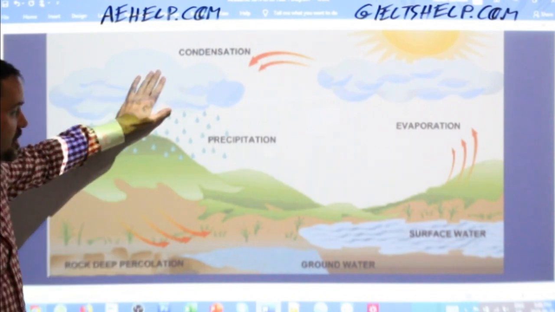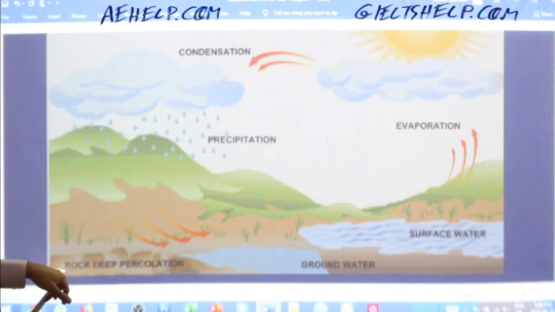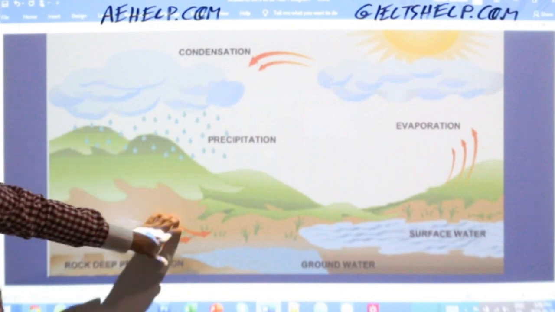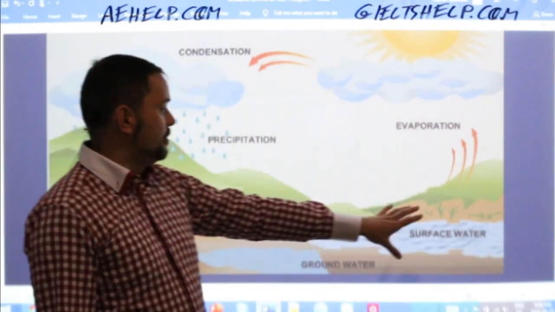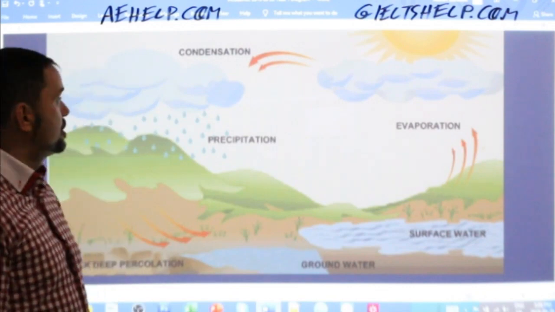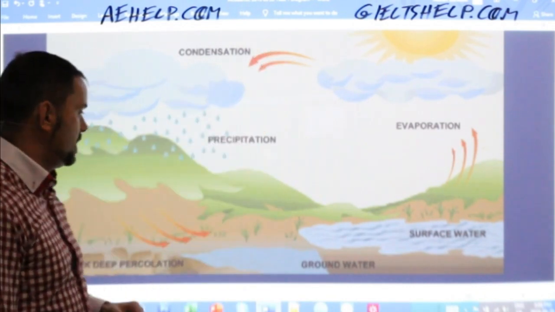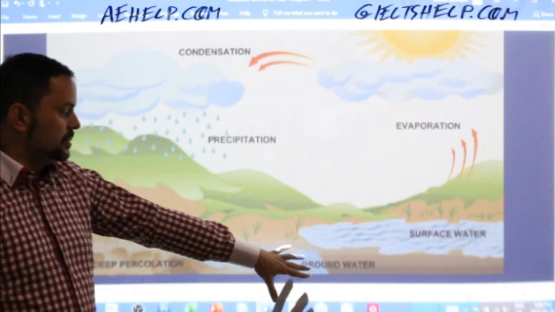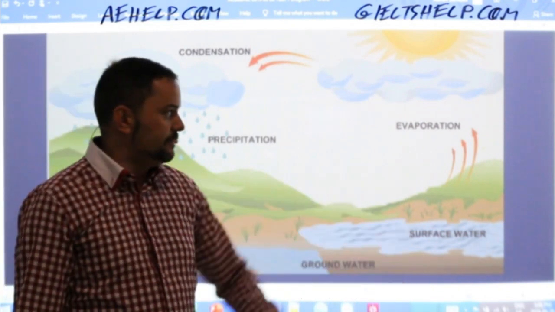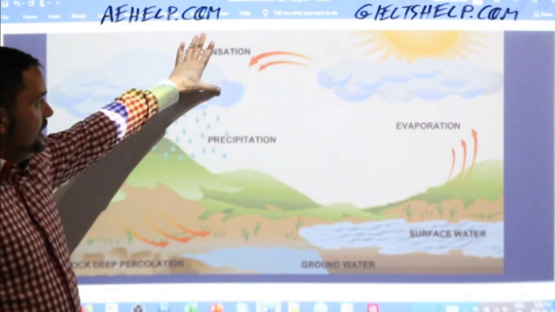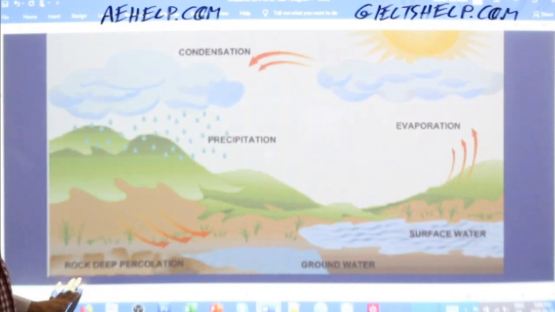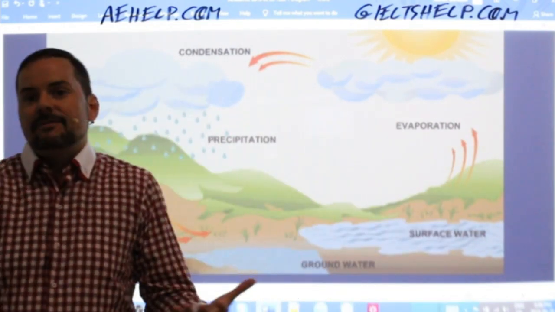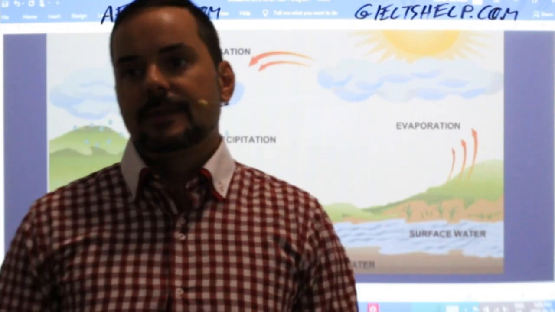There's precipitation, which is the rain, right? There's rock deep percolation. So I got 1, 2. There's evaporation, okay, which is 3. And then 4. Okay, so there's 4, maybe 5, depending on how you describe it. You might say that there's water collecting in groundwater or surface water. But definitely we got condensation 1, precipitation 2, rock deep percolation 3, evaporation 4. So we definitely have 4 clear steps that we can discuss.